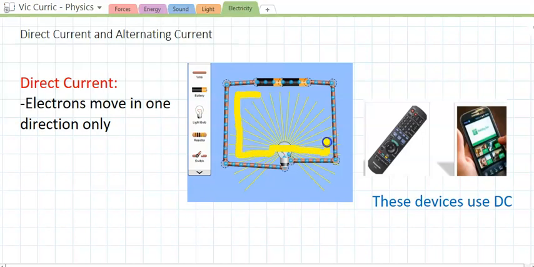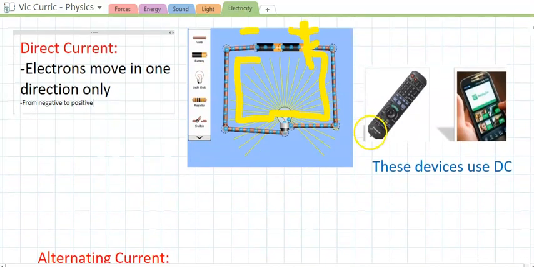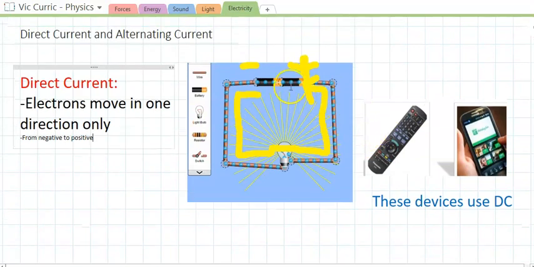When we connected batteries in a circuit, we knew that the electrons started at the negative terminal and they flowed around the circuit in one way and they ended up at the positive terminal. So they moved from negative to positive. The key here is that circuits that use batteries are the ones that use direct current or DC.